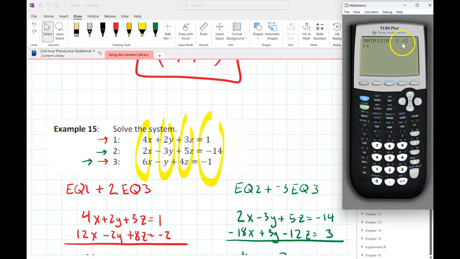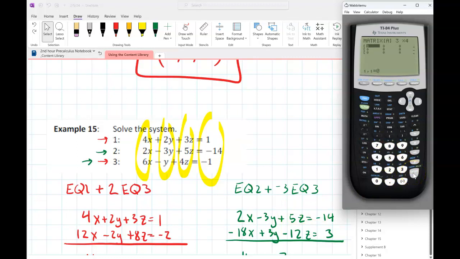So this 1x1 here is describing the dimension of our matrix. Right now it's a 1 row and 1 column matrix. The matrix I need has to have 1 row for each equation, so it needs to have 3 rows, and 1 column for each entry. So 1 column for x's, 1 for y's, 1 for z's, and then 1 for the solutions. So this needs to be a 3x4 matrix. Rows first, columns second.